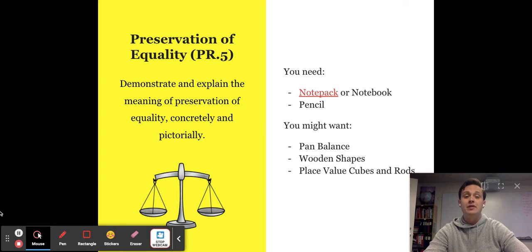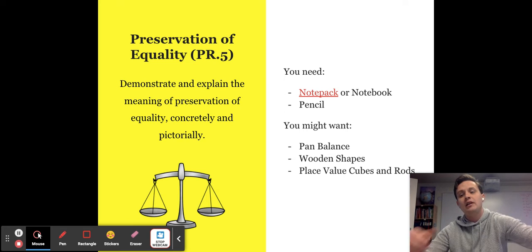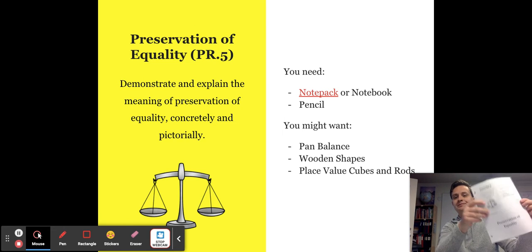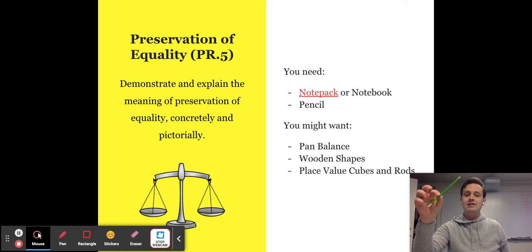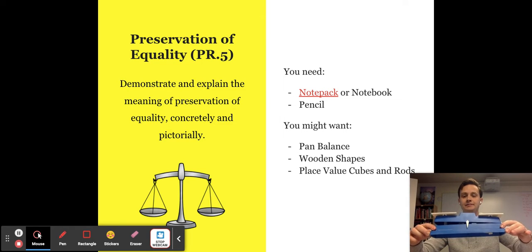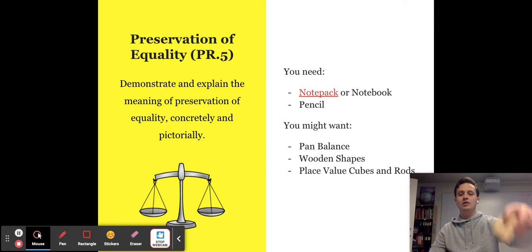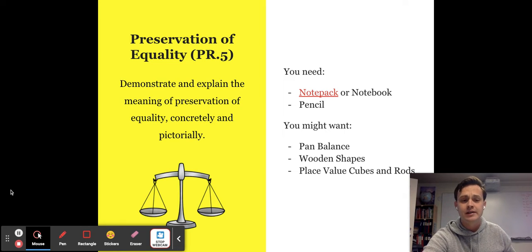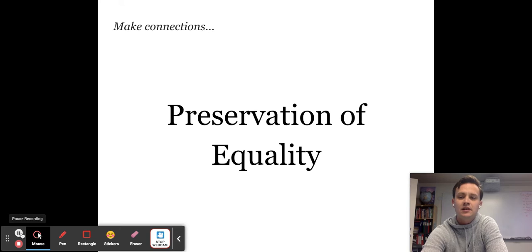We are going to learn about preservation of equality. The goal is to demonstrate and explain the meaning of preservation of equality concretely and pictorially. So you'll need your notepad or an empty notebook, a pencil, and you might want a pan balance and wooden shapes and some place value cubes and rods. If you don't have those things, go and get them now.